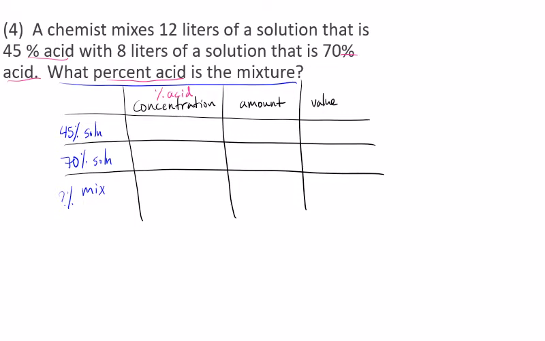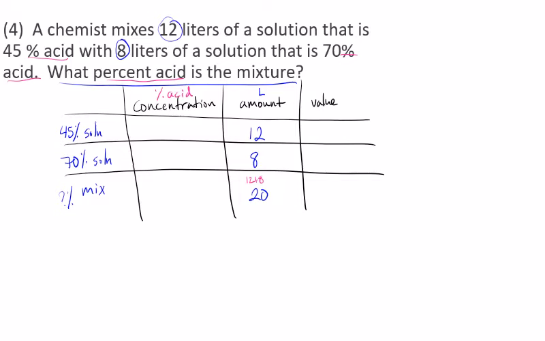Okay, so what we do know is the amount, right? 12 liters of the 45% solution. Let me put L up here for liters, and then we have 8 liters of the 70% solution. So how many liters do we have altogether? And you guessed it, 20. And in case you need to see where that came from, it's 12 plus 8. Just added the two rows together.